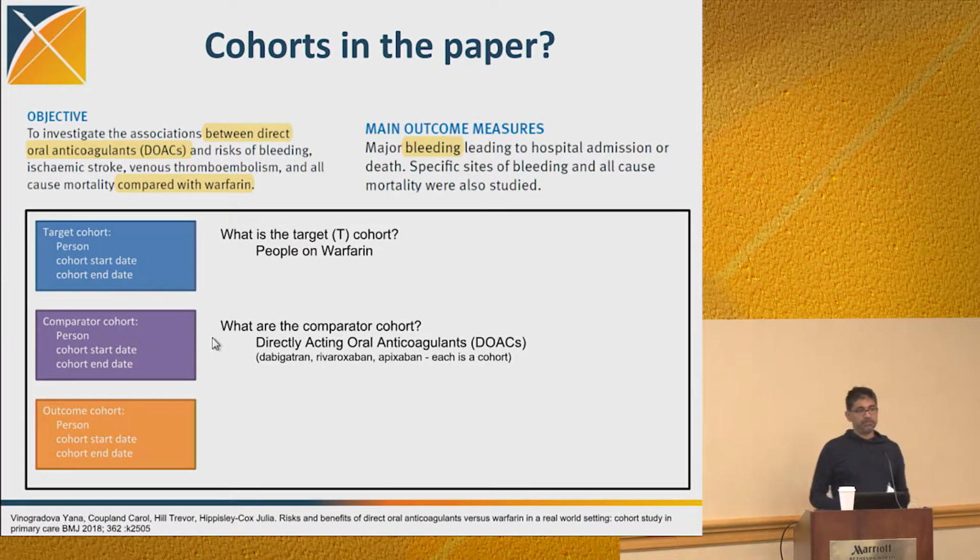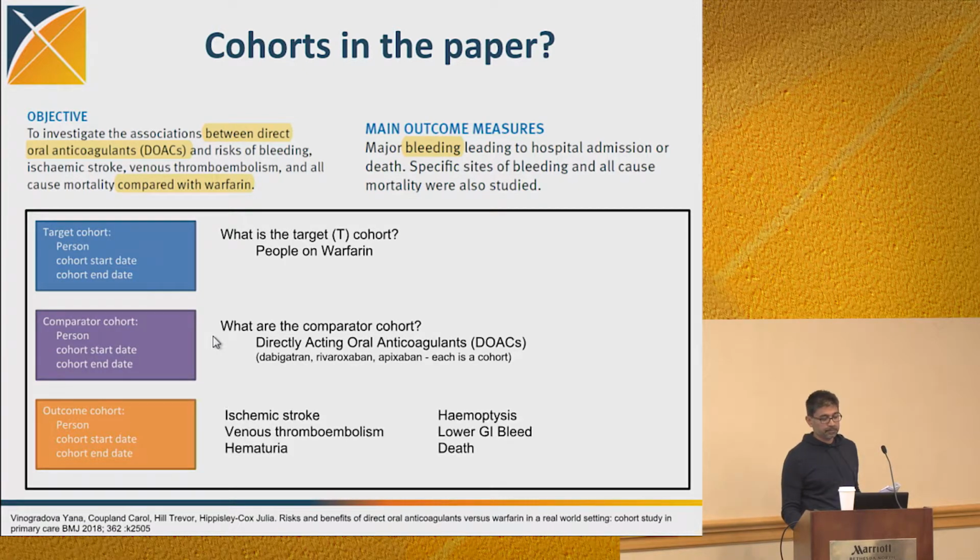So what were the outcomes? What are the outcome cohorts? Major bleeding, which led to hospital admission. Yeah. So when you look at the paper and looked at that table, the different types of outcomes were ischemic stroke, venous thromboembolism, hematuria, hemoptysis, lower GI bleed, and death. Those were the outcomes that we found.